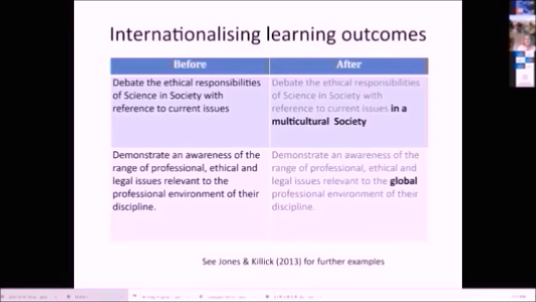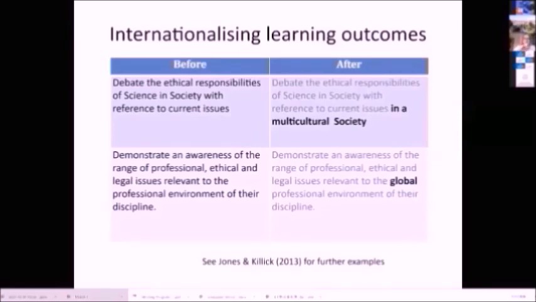Now, I don't mean to make it sound as though that's very easy. I'm just trying to give some examples here, and there's more information in that article if you're interested. So this is not an easy thing that we're trying to do, but it's very, very important for all of the reasons that I mentioned earlier.